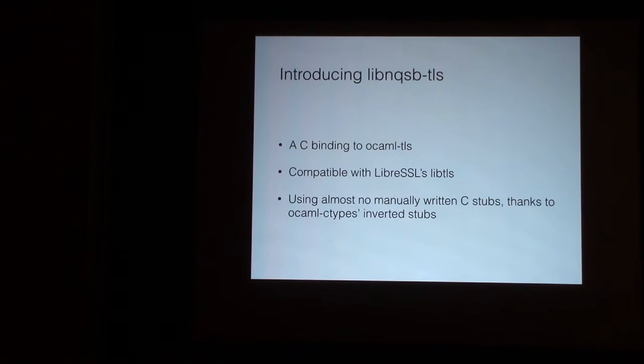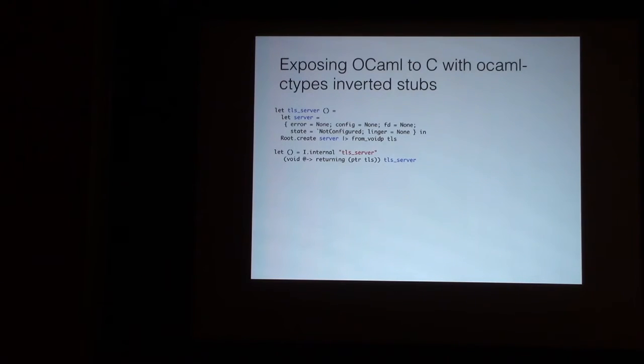And libtls uses almost no manually written C stubs, thanks to OCaml ctypes inverted stubs. So OCaml ctypes, as a little reminder, is a library that allows you to express bindings to C libraries using OCaml functions. In this example, we have a TLS server function that will initialize an empty TLS context and return a pointer to the TLS value we just created. And right next to it, you can see a function call to internal.